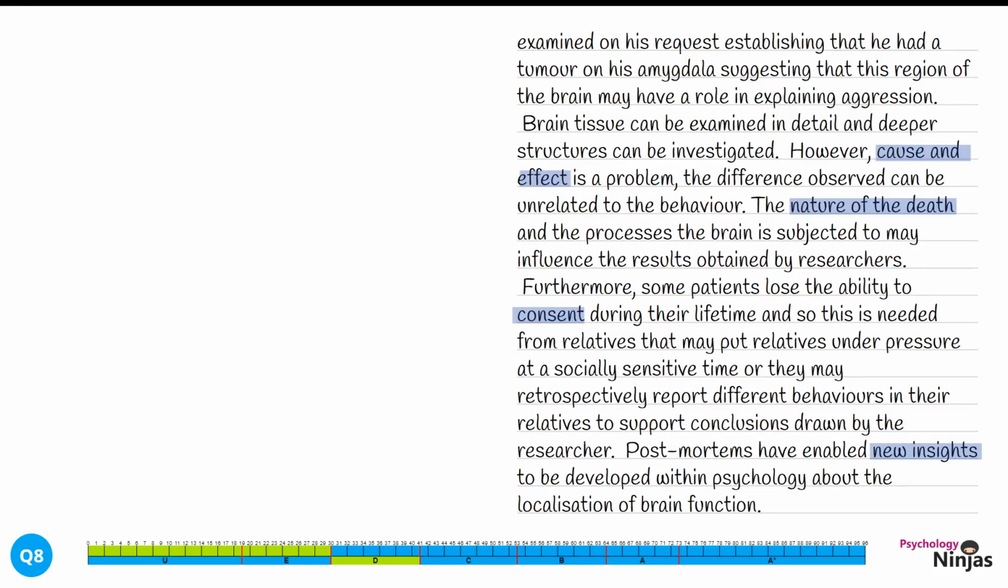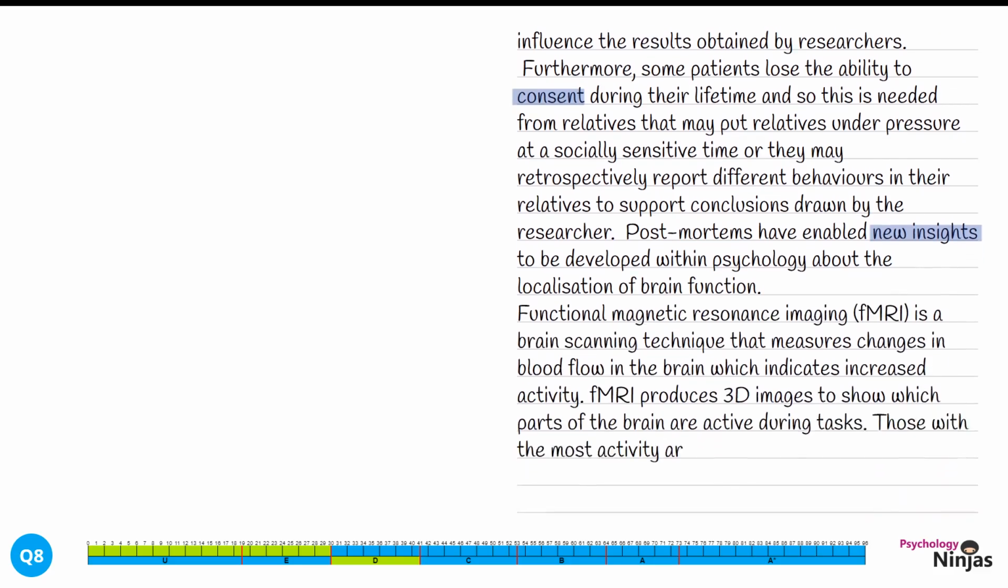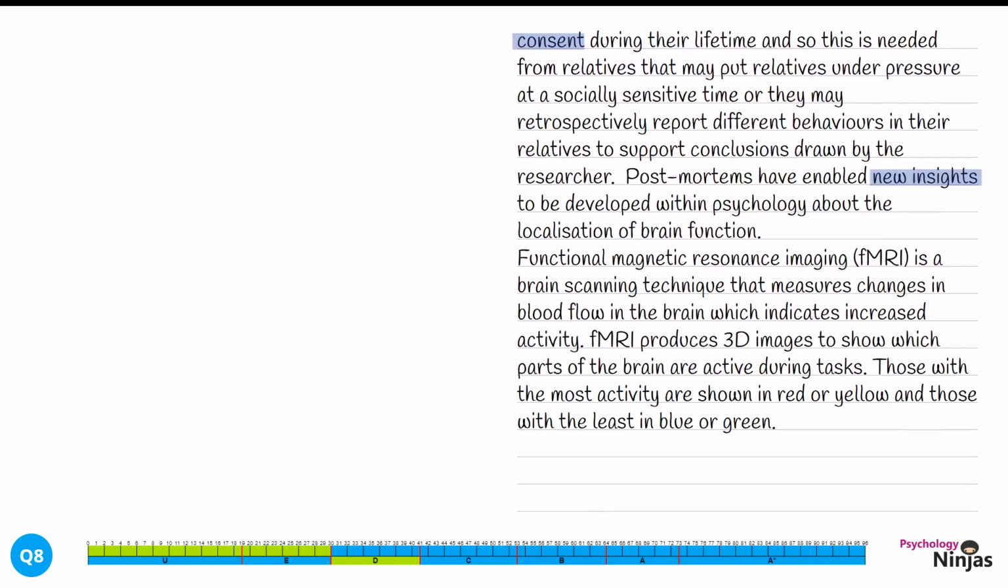We're then going to look at a different way of studying the brain, moving forward to look at functional magnetic resonance imaging. fMRI is a brain scanning technique that measures changes in blood flow in the brain, which indicates increased activity. Those with the most activity are shown in red or yellow, and those with the least in blue or green. In our outline here, we've focused on blood flow activity as a way in which we measure in the brain using fMRIs. We've also shown how activity is shown, and that's giving us detail for our outline.